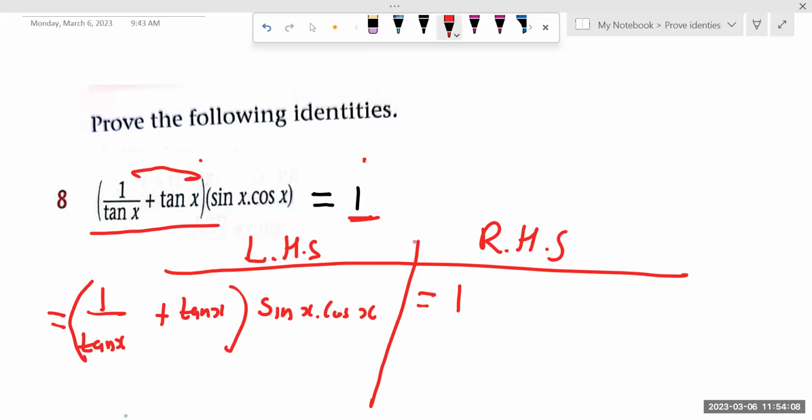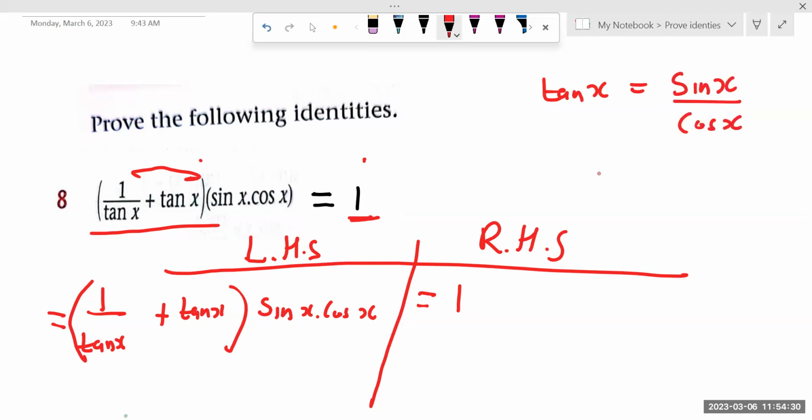So from here onwards, we are going to ask, on our left-hand side, are there any things that we can change using our identities? There are things that we can change. In fact, if you see a term, you are going to change it. So if you have tan x, what is tan x? Sine x all over cos x.